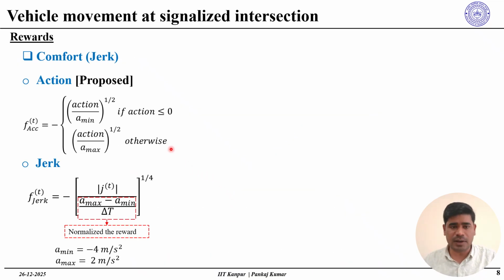Now we move to the third reward function, which is related to comfort. Comfort is defined based on the jerk value, which is the change in acceleration with respect to time. Based on this equation, we have provided the reward function for the jerk.